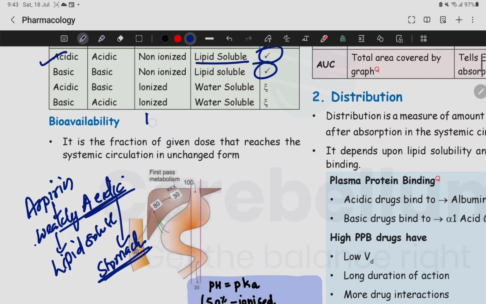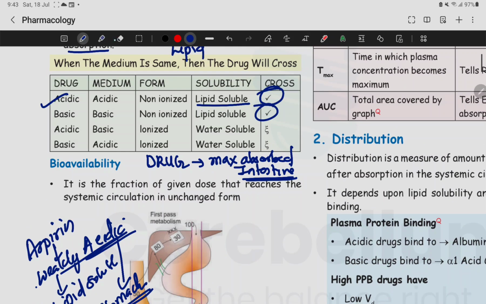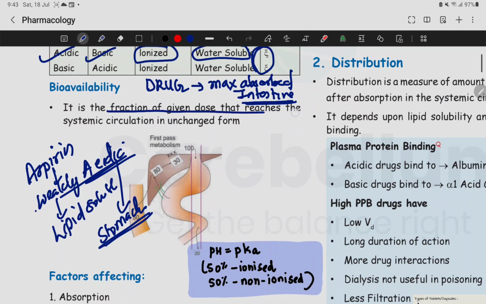But if they ask you where any drug is maximally absorbed, the answer is always the intestines, because of the large surface area. This is just for example. An acidic drug in an acidic medium becomes non-ionized and lipid soluble. This is important: in non-ionized form it is lipid soluble and hence crosses the membrane. Similarly for a basic drug. An acidic drug in a basic medium becomes ionized and water soluble, hence it cannot cross. Bioavailability is the fraction of the dose that reaches the systemic circulation in unchanged form.